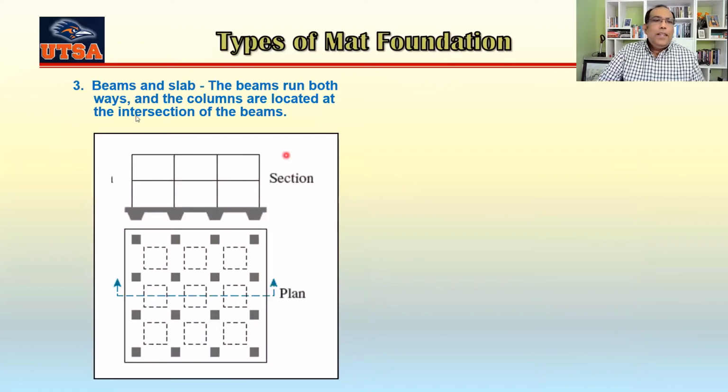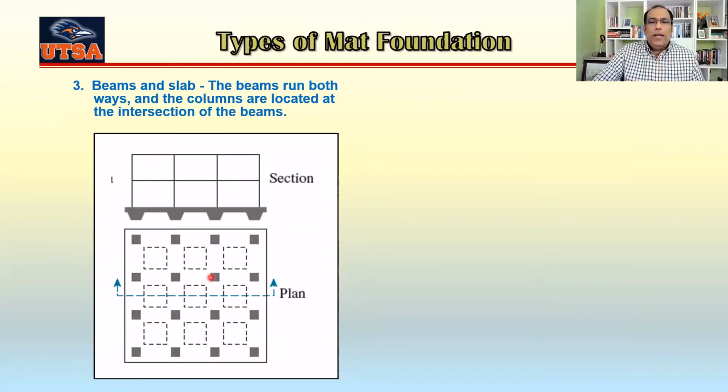So number 3 is beams and slab. The beams run both ways, and the columns are located at the intersection of the beams. So this is your one beam, another beam, another beam, another beam. So there are like 4 beams this way and 4 beams this way.